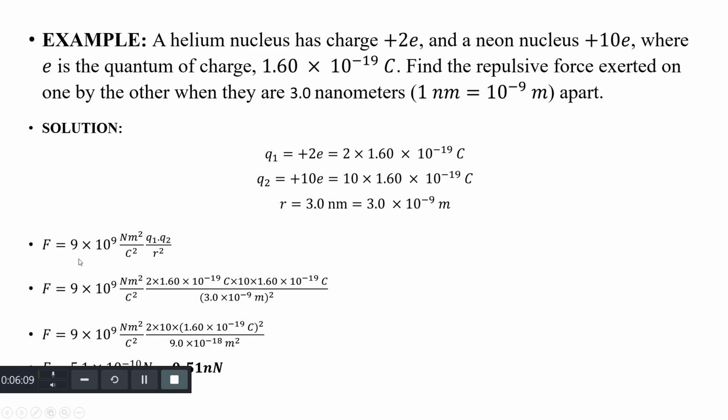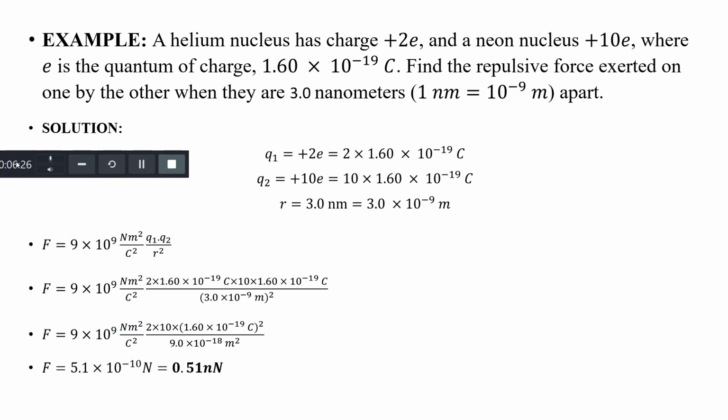So we will put the values in according to Coulomb's law. F is equal to the constant value multiplied with the product of charges divided by the square of the distance. By putting the values, we get the electrostatic force between neon and helium as 5.1 into 10 raised to power minus 10 Newton, or 0.51 nano Newton.